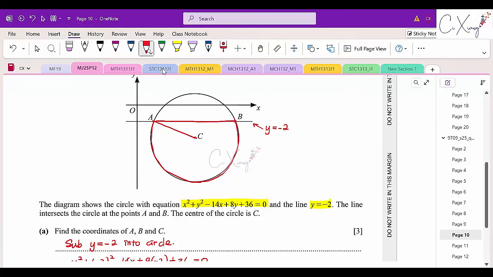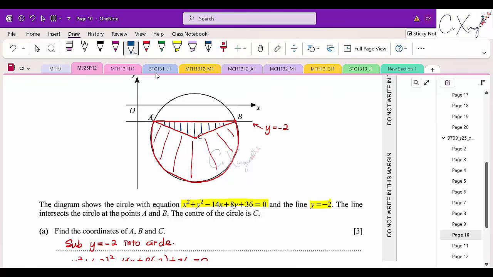Okay? Alright, so what I want to do now is I try to find out the area of the major sector. This is a major sector. Then you add it together with the area of the triangle. So from here you can see very clearly that we'll get the area of the major segment. Alright, there are many ways. This is one of the ways. So for me, I'm going to use this method.